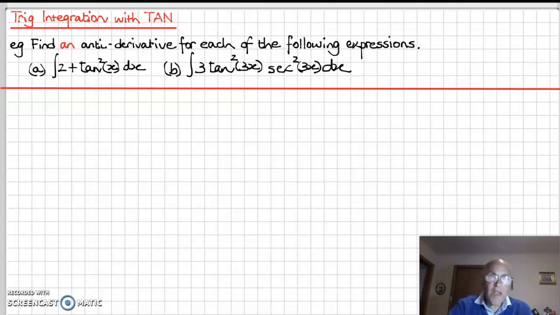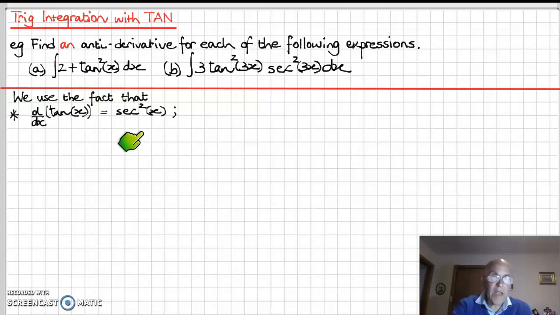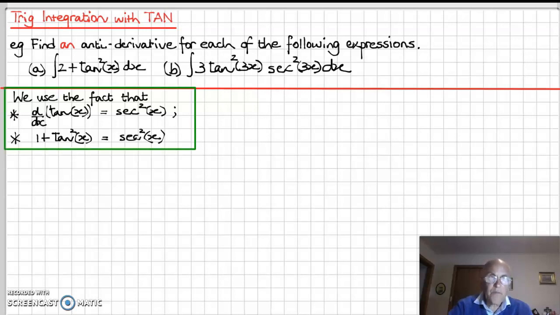Now, what I need to point out is that when you're doing these tanny ones, there are two little golden nuggets you need to put in your integration tool chest. That is that the derivative of tan is sec squared, meaning 1 over cos squared, and also that 1 plus tan squared equals sec squared. Isn't that amazing? This all comes to our aid when we're trying to do these tanny ones, okay?